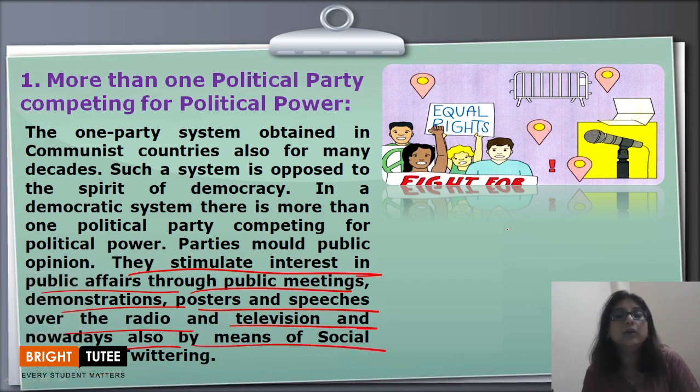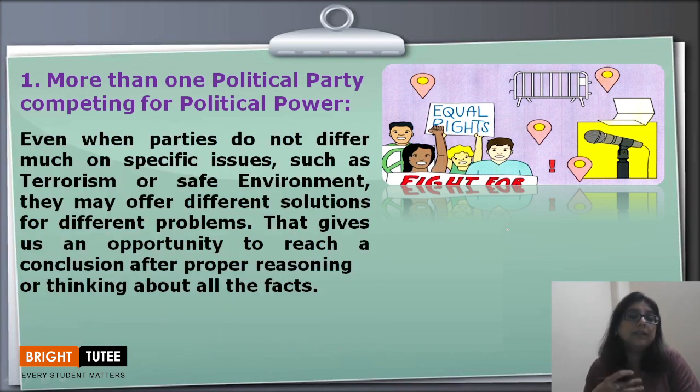Because more than one political party competes with the help of this propaganda, they advertise themselves. They impart whatever is in their mind, and they make people aware of exactly what the interest of the political party is. And even when the parties do not differ much on specific issues like terrorism or a safe environment, they may offer different solutions for different problems. That gives us an opportunity to reach a conclusion after proper reasoning or thinking about all the facts.